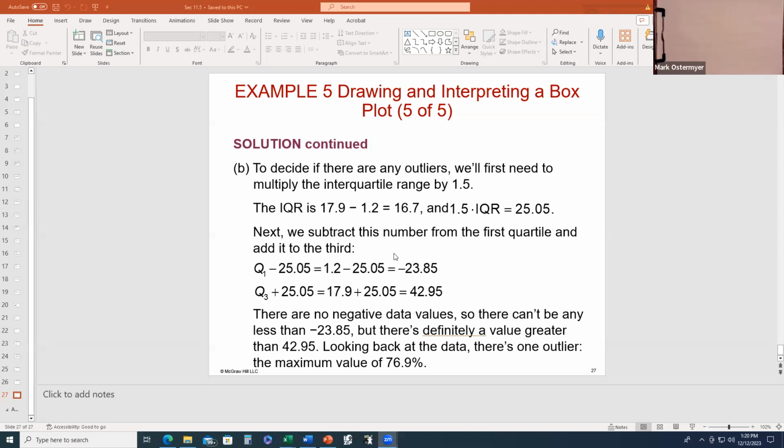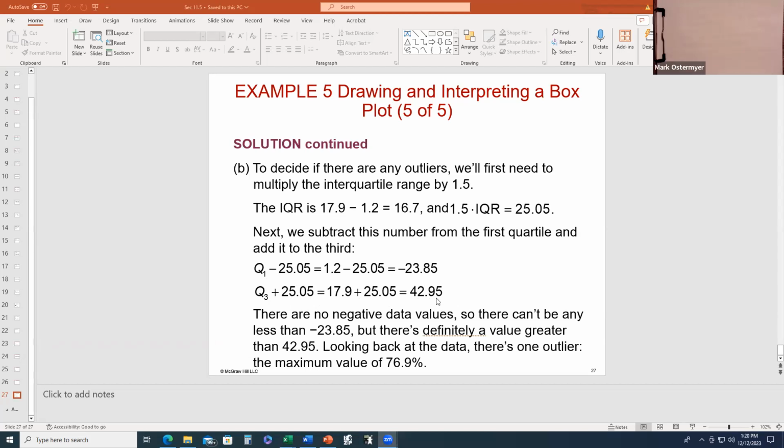And then any data value that lies below the first quartile minus 1.5 times the interquartile range, which is 25.05, or any data value that's greater than the third quartile plus 1.5 times your interquartile range is classified as being an outlier. So where would be the lower cutoff value for an outlier? It'd be negative 23.85. What's the upper cutoff value for an outlier? 42.95.